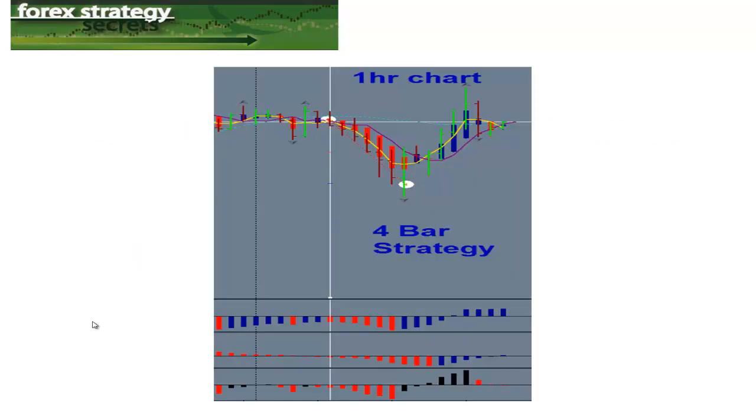So here's an example of a trade. This is a 1 hour chart. So remember we talked about the 4 bar, 4 bar, 4 bar? Well, there's a trade. And that was about 30 or 40 pips on that trade.